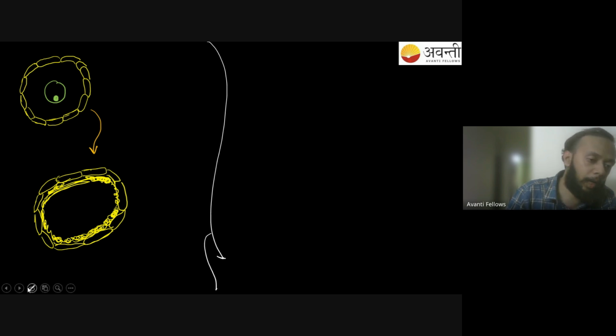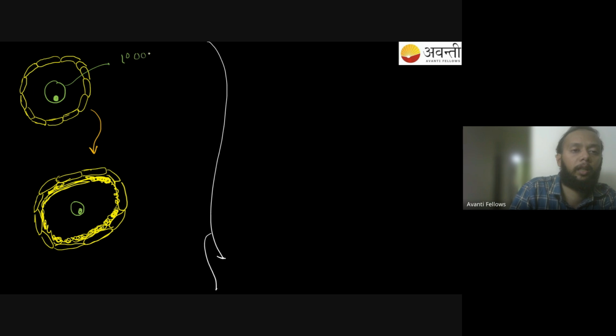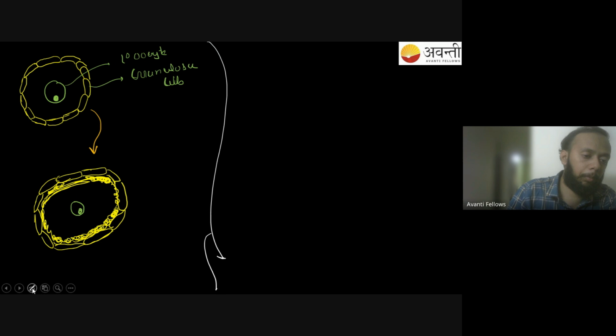And in the center, you have the oocyte. Now let me label this again. So you have your primary oocyte. You have the granulosa cells. And this is going to be called my primary follicle. This was your primary follicle.